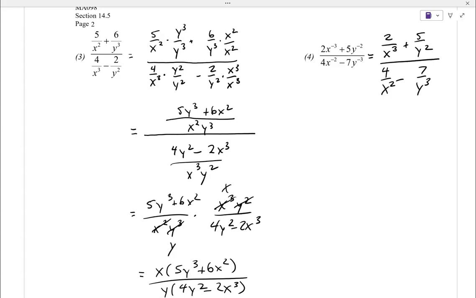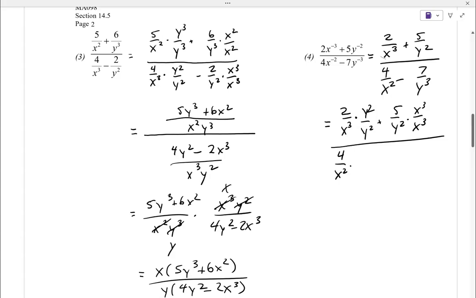Ready to talk about this one? Yeah. What did you multiply on the top? What did you multiply the first fraction by? Y squared, good. And what did you multiply the second fraction by? X cubed, good. In the denominator, what did you multiply the first fraction by? Y cubed. And the second one? X squared. Good. So far, so good? All right.